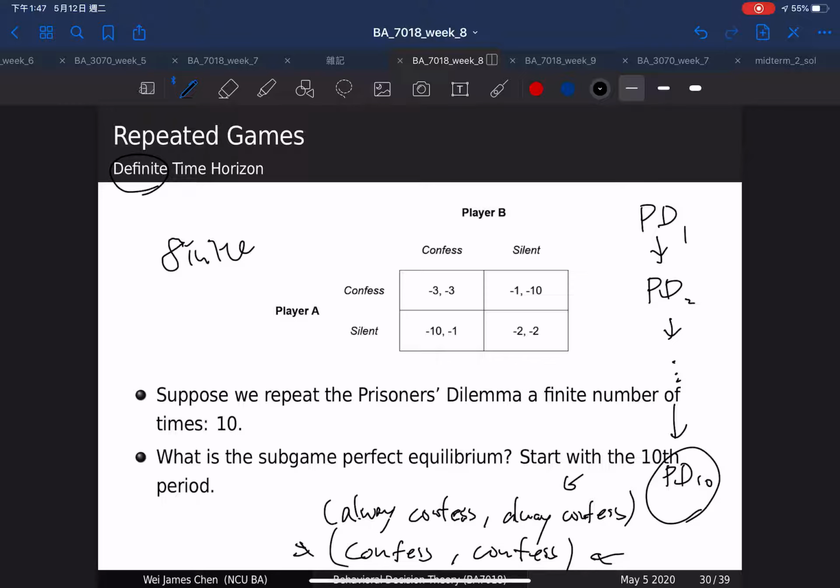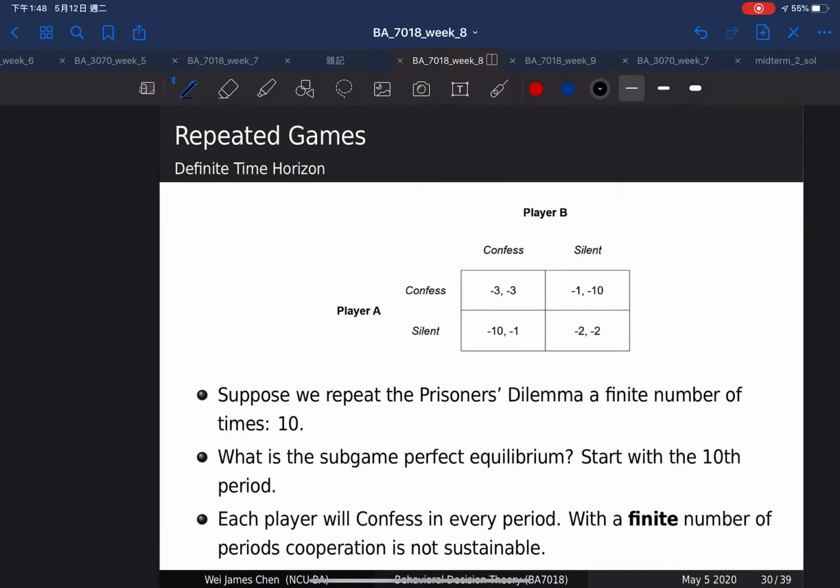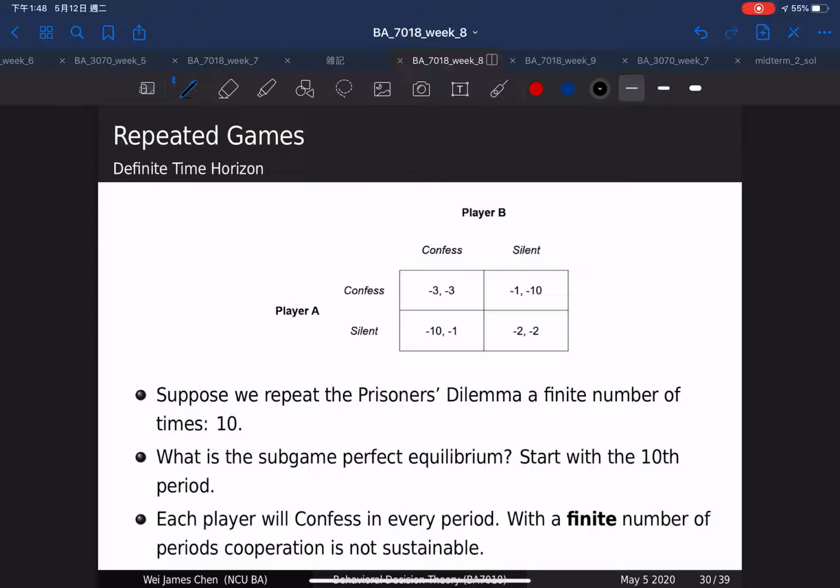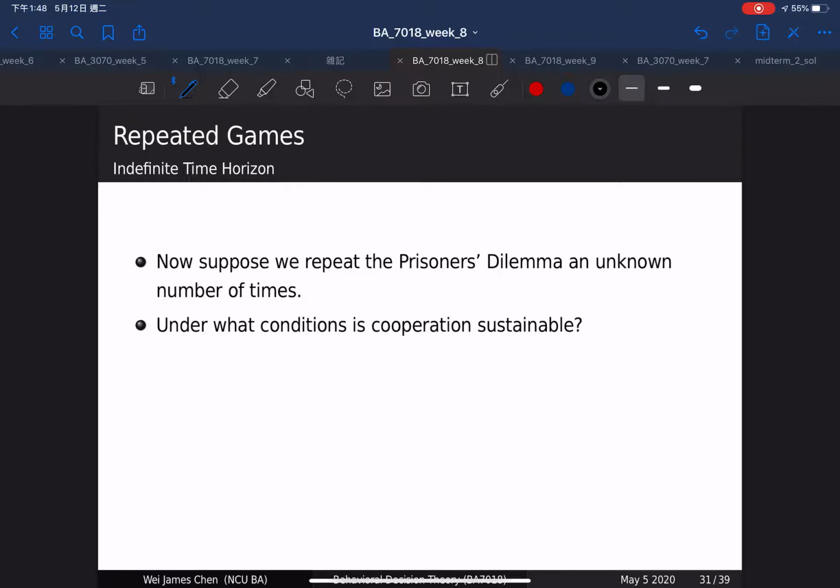And my point is, they were able to sustain that high price. The prediction here is that we were never going to sustain that kind of high price. You just translate confess and silent into confess being equivalent to a low price, and silent equivalent to a high price. Then there's no way you can sustain it. So the trick here is that since the definite time horizon doesn't work, we can use an indefinite time horizon, or infinitely many rounds.